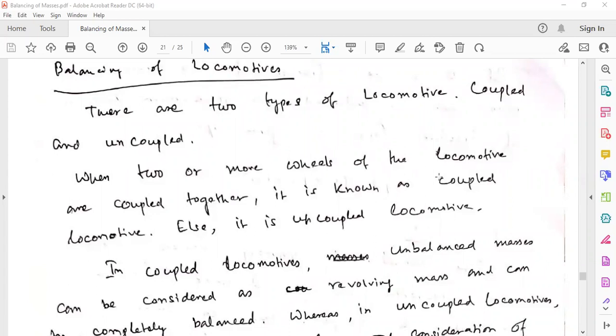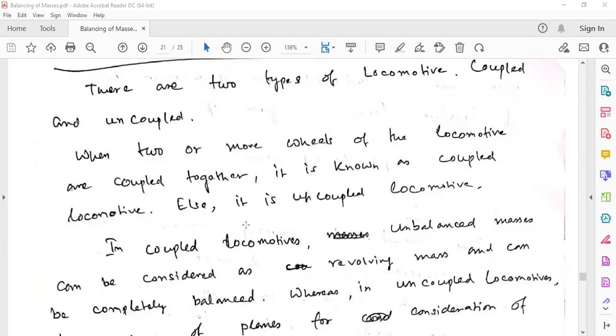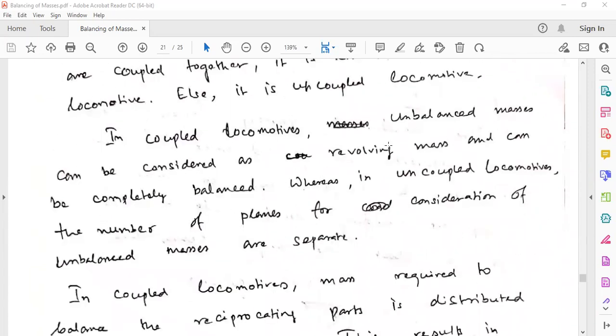Students, continuing the lecture, next we will be studying the balancing of locomotives. I told you already that there are two types of locomotives, coupled and uncoupled. What happens in a coupled locomotive is that unbalanced masses can be considered as revolving mass and can be completely balanced. Whatever unbalanced mass we have is only considered as revolving mass about some point.